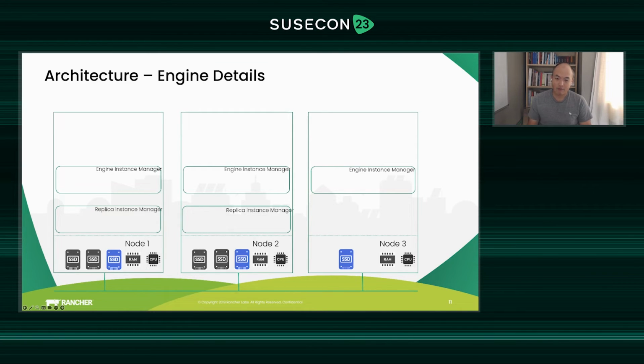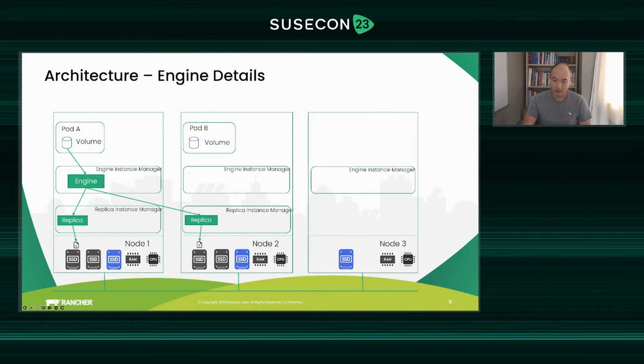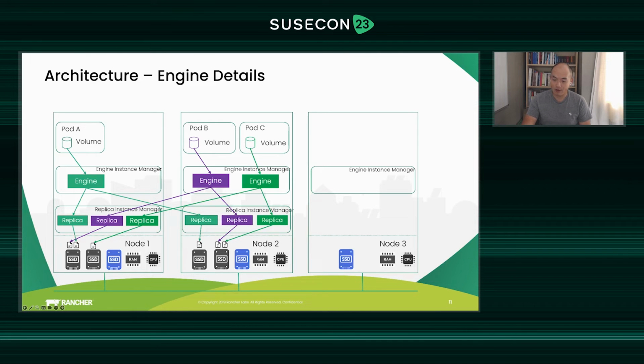You can see that for each node, if they have disk used for Longhorn, they will have an engine instance manager and a replica instance manager. This architecture is getting changed, but I'm talking about 1.5, where we are merging the two together. This is what the architecture looks like in 1.4 or before. So of course, Kubernetes requires the volume, and the replica is created, the engine is created, and the volume is provided. Same with pod B, and same with pod C.